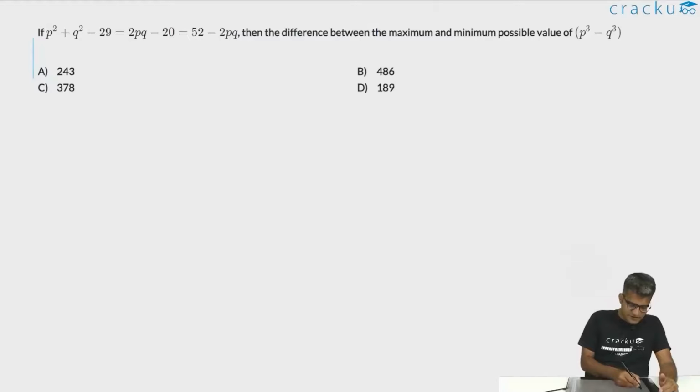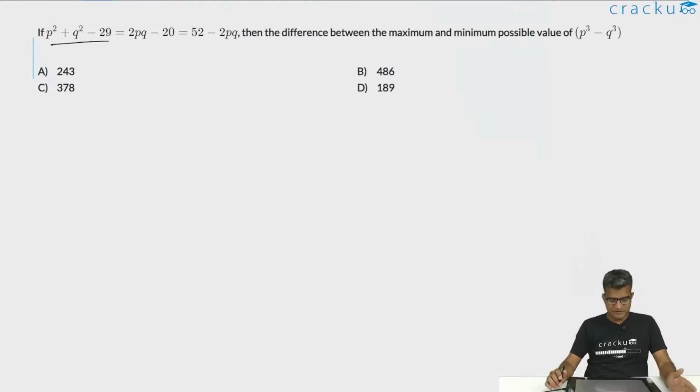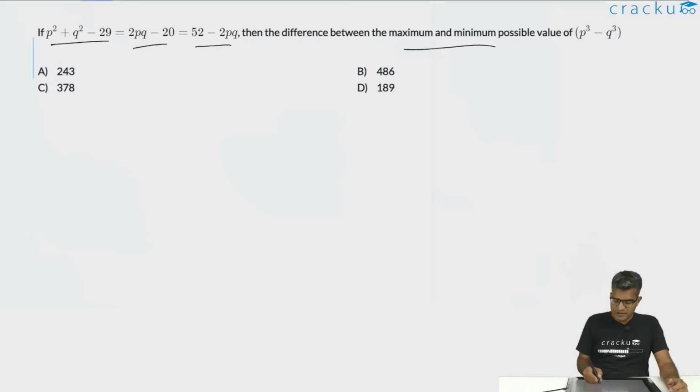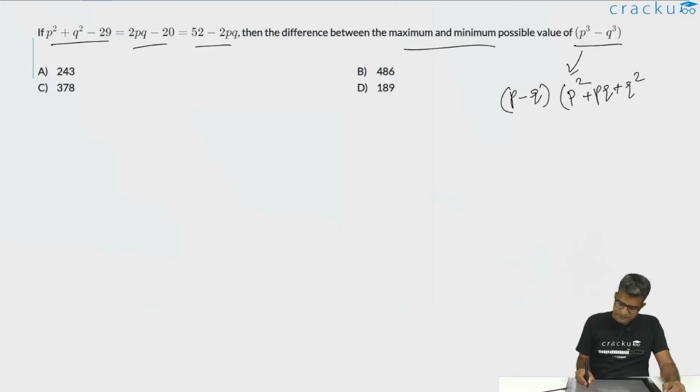In this question, we are given two equations. We are told that P square plus Q square minus 29 is equal to 2PQ minus 20, which also is equal to 52 minus 2PQ. We are asked to calculate the difference between the maximum and minimum possible value of P cube minus Q cube. What is the value of p cube minus q cube? This is equal to, if you factorize it, p minus q into p square plus pq plus q square.